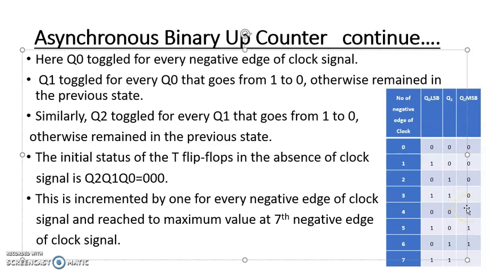If you observe the counting sequence, this is the MSB and this is the LSB, so we read the bits in reverse order. The count goes 0, 1, 2, 3, 4, 5, 6, 7. After 7, it resets back to 0. With the 3-bit up counter, we count up to 8 clock pulses, meaning it counts up to 7. When the 8th clock pulse comes, it resets back to 0.